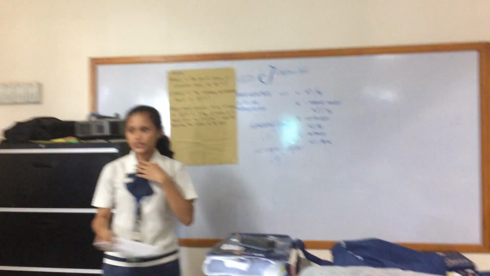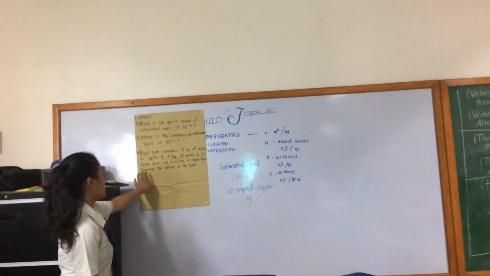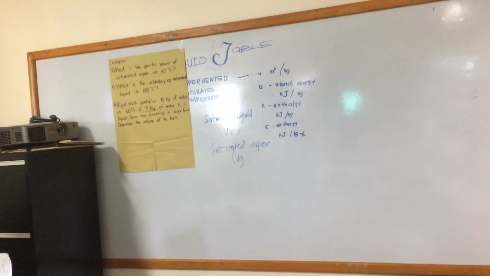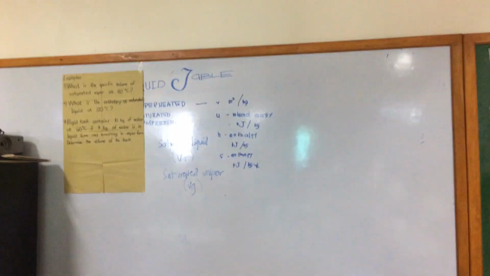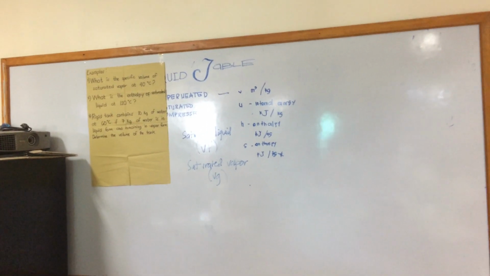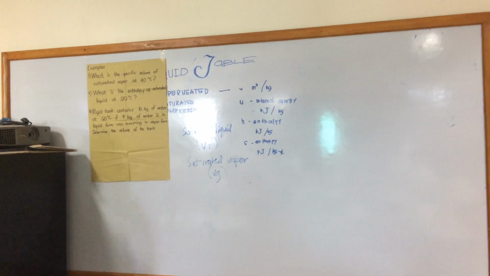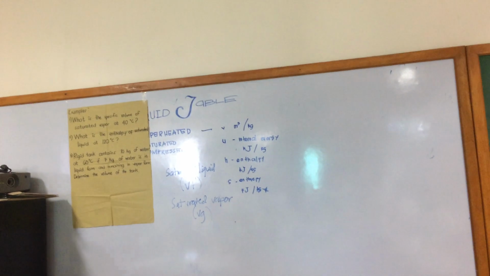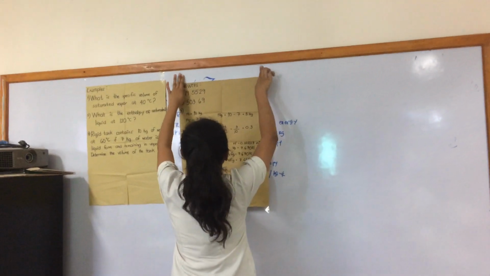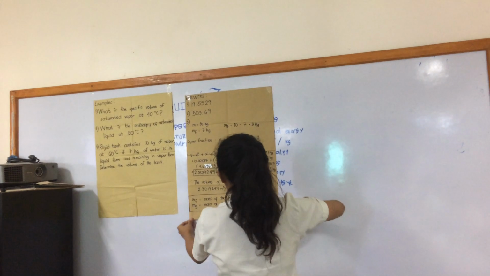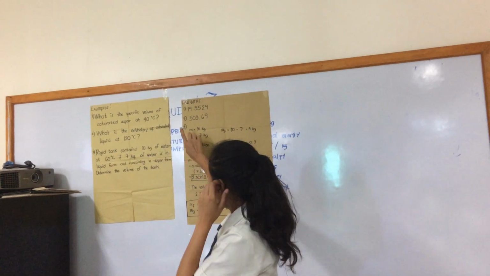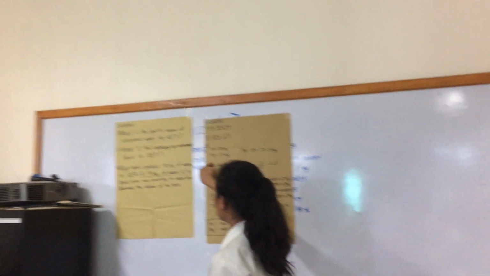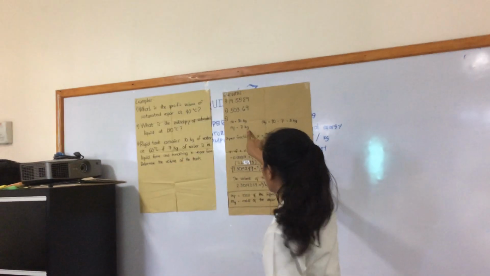So, the last number. The rigid tank contains 10 kg of water at 60 degrees Celsius. If 7 kg of water is in liquid form and the remaining is in vapor form, determine the volume of the tank. The total mass is 10 kg, and the mass of the liquid is 7 kg.